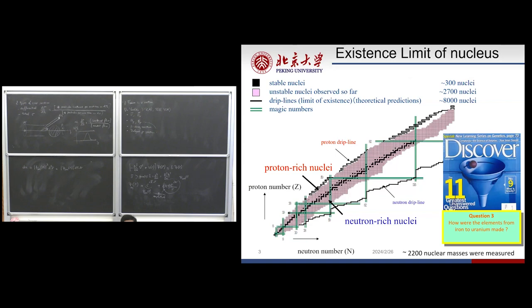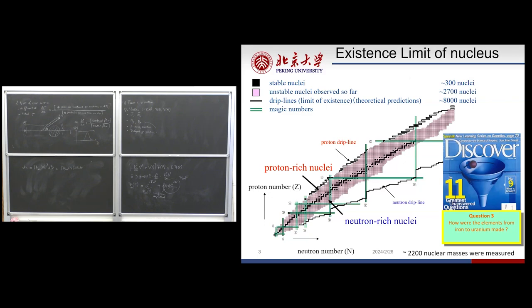I try to do something in an ideal way, that theoretically we have it well defined: the separation energy, positive or negative, is what leads to the drip line. But experimentally, there is no such ideal case.